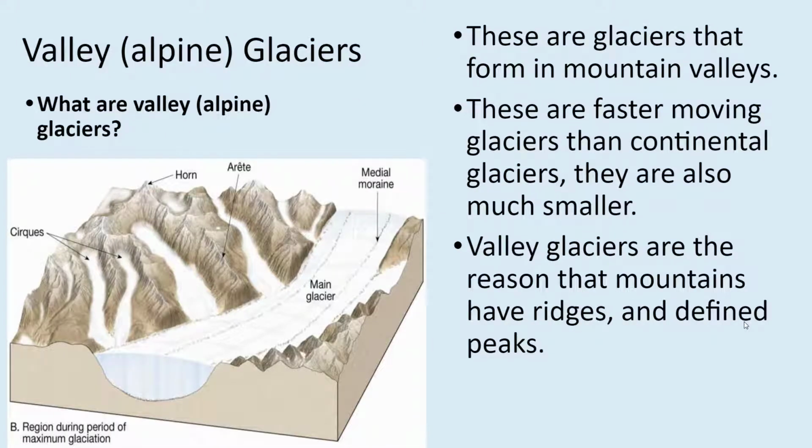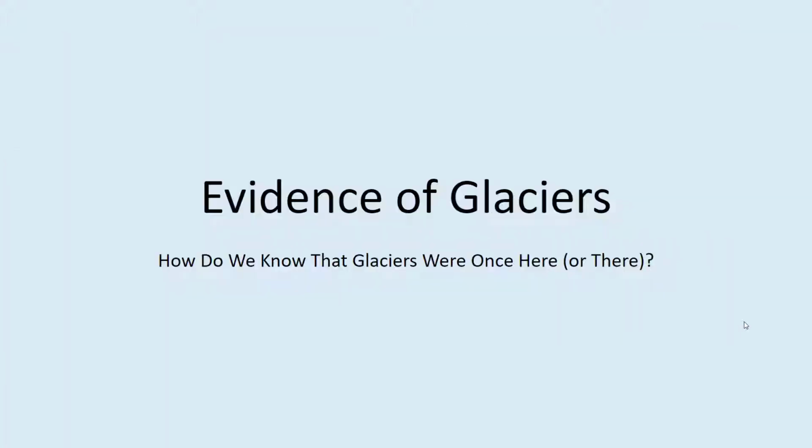All right, as far as your valley or alpine glaciers, these are glaciers that form in the mountains. These are the faster moving glaciers than continental glaciers, and they're also much smaller. Valley glaciers are the reasons that mountains have ridges and defined peaks. These are the things that really make mountains look like mountains. It's the ice that forms around them because you often have cold weather in the mountains.